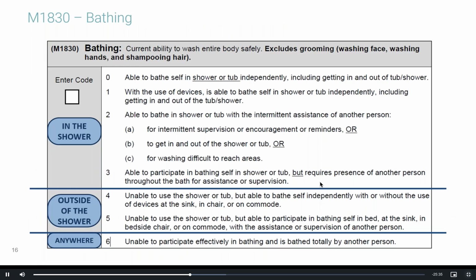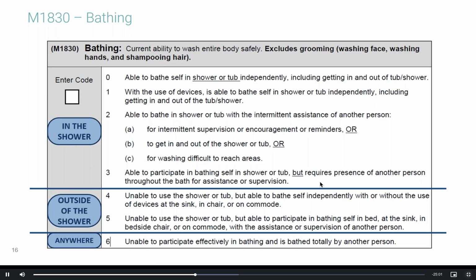So with M1830, remember we have this split looking at different types of bathing situations as far as the location. For the first 4 responses, 0, 1, 2, and 3, those are folks who can get in the shower. There's no reason to keep them out of a shower or tub for bathing purposes. With responses 4 and 5, we're now talking about folks who have to bathe outside of the shower, either because of environmental issues, physician restrictions, or fear of using the shower. Something is keeping them from using that shower or tub.